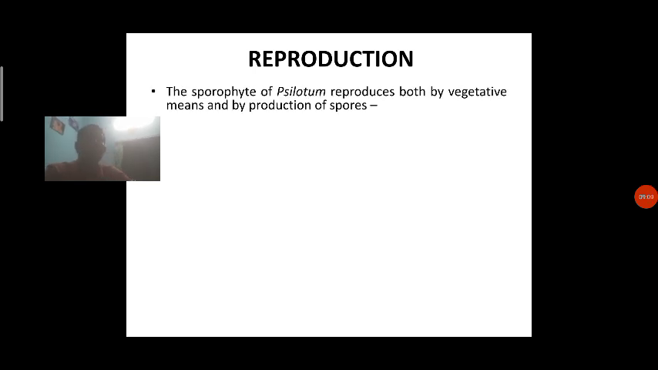Psilotum. In the upcoming lecture we are going to talk about reproduction in Psilotum.